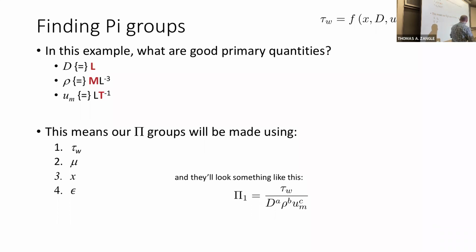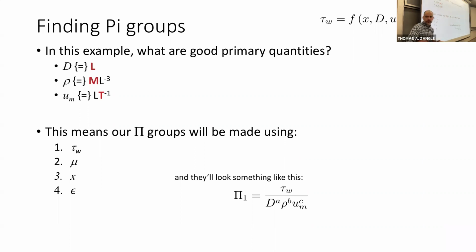And now the question is, what are the values of A, B, and C that make this dimensionless? And that's really what we reduce this problem to. We can find the powers of A, B, and C such that this pi group does not have any dimensions left, right? Such that all the dimensions cancel out. Then we will have created a dimensionless grouping of these variables.